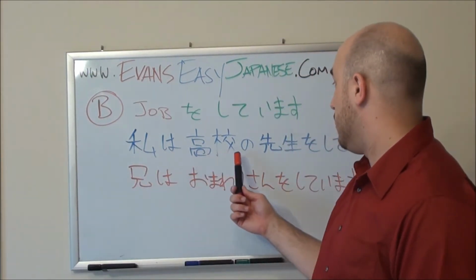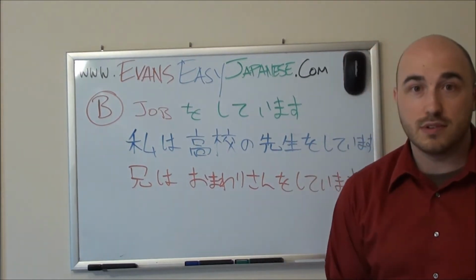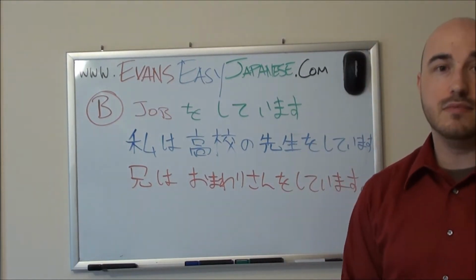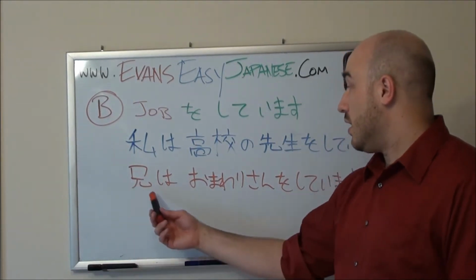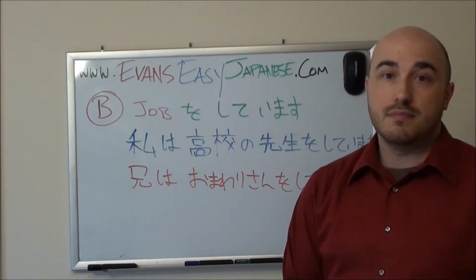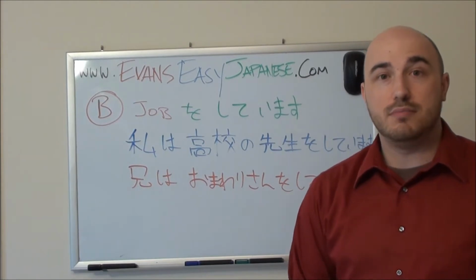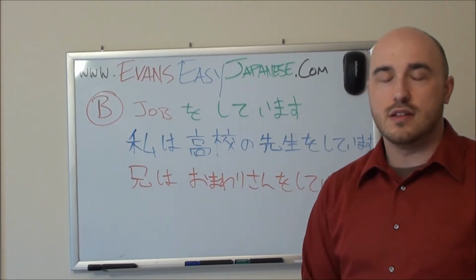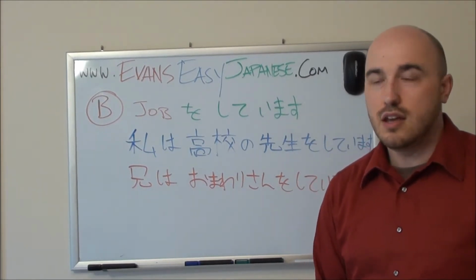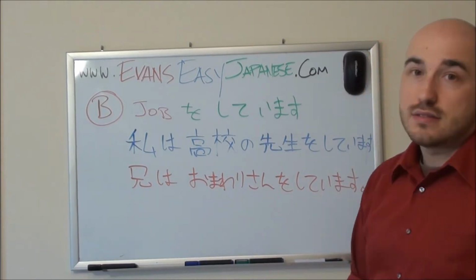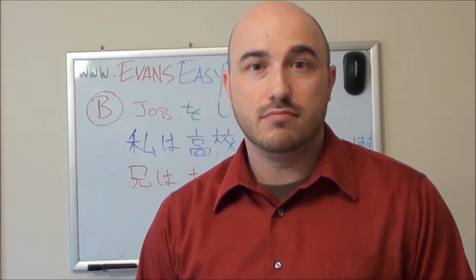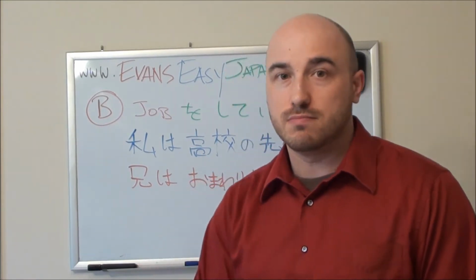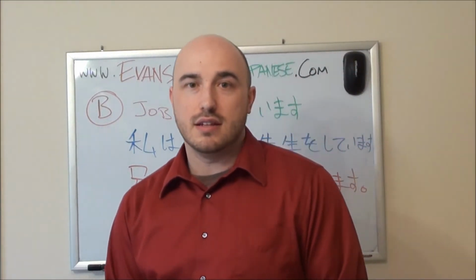Watashi wa koukou no sensei o shite imasu. I am doing the job of a high school teacher. Ani wa omowari-san o shite imasu. My brother is doing the job of a police officer. Omowari-san is another word for like a police officer to some extent. Omowari-san shite imasu. And that's just another how to identify what job someone's doing. Very basic grammar lesson.